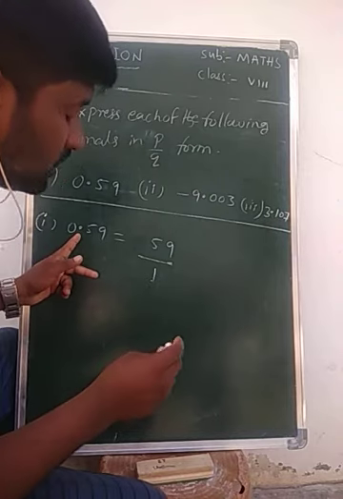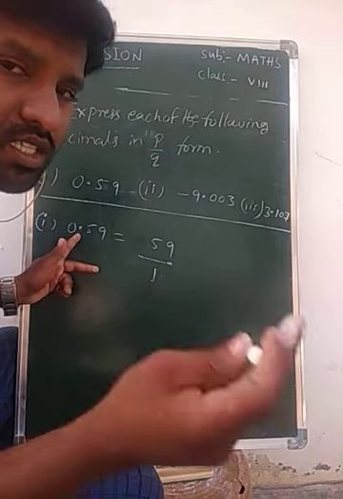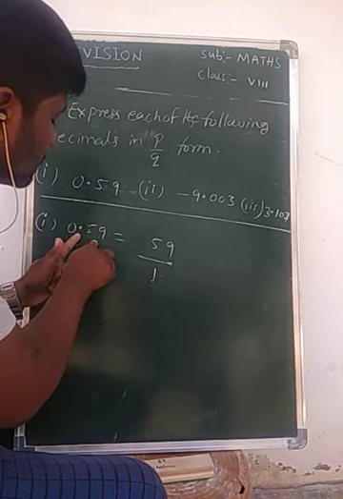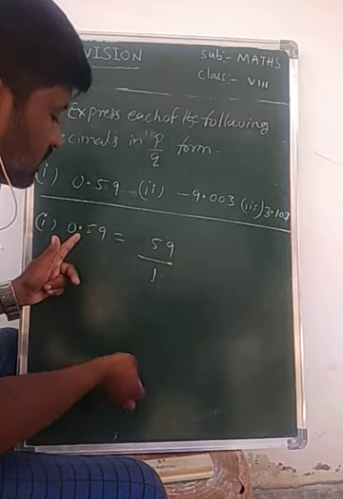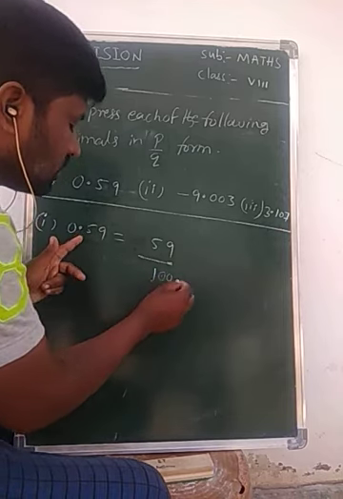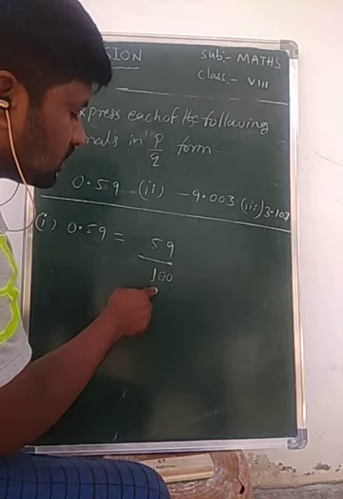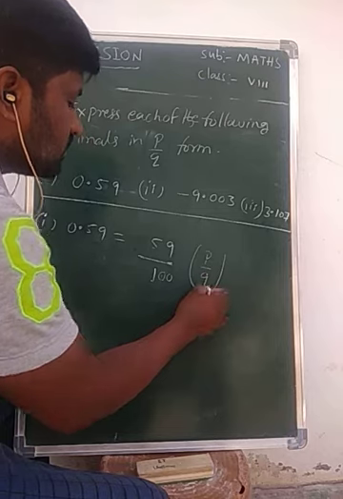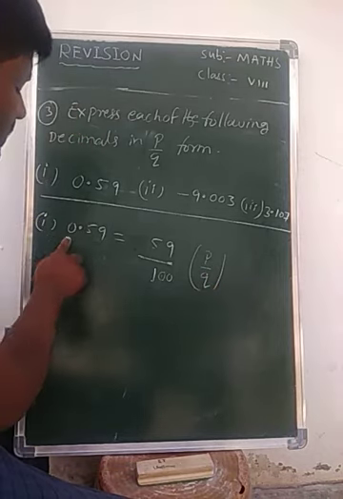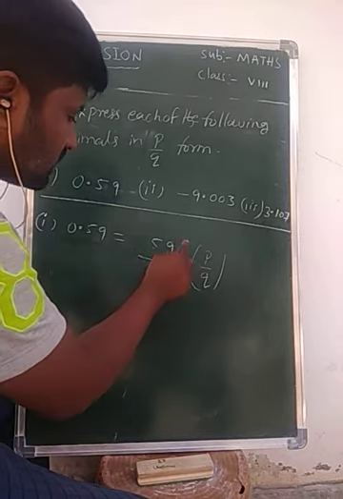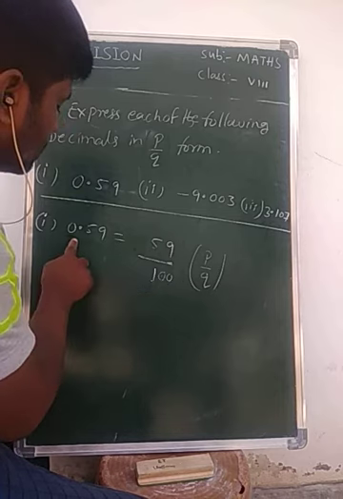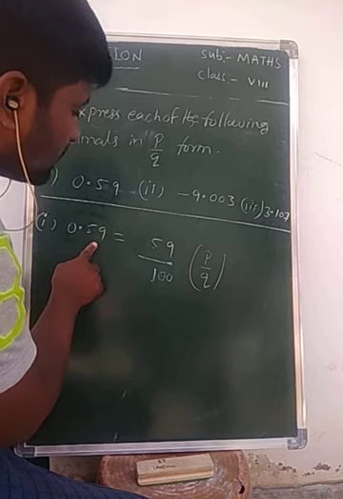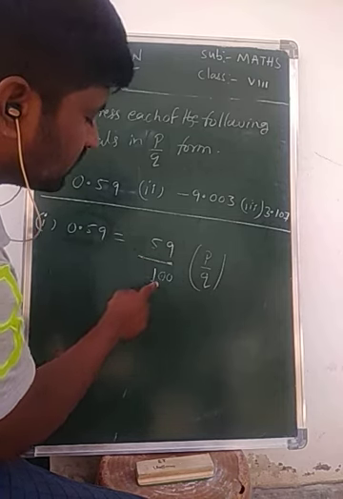So simply 59, and you take the denominator as 1. Here in the decimal part, how many digits are there? 2 digits are there. That's why you keep 2 zeros. Now 59 by 100. This is the p by q form. Yes or no? So this is the rational form. The decimal form is 0.59, and its rational form is 59 by 100.